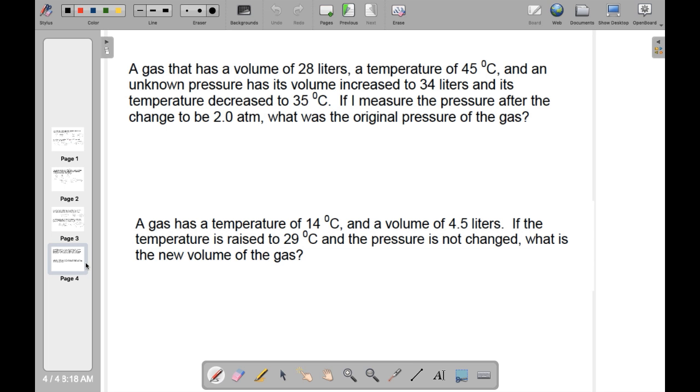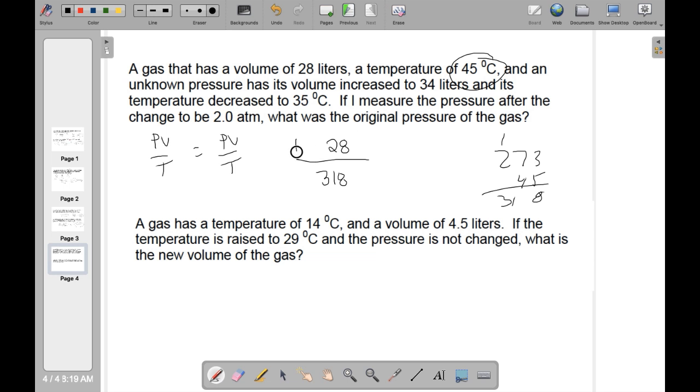A gas that has a volume of 28 liters. Pressure times volume over temperature. 28 liters, a temperature of 45 degrees Celsius. See, now they're trying to be those old tricky people again. We have Celsius, got to convert. So 273 plus 45, we have 318 Kelvin. And an unknown pressure. So this is a little bit different. I don't know what this pressure is here.